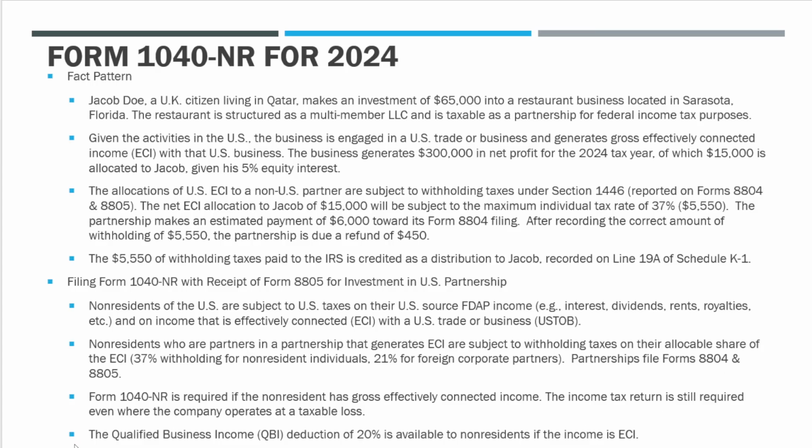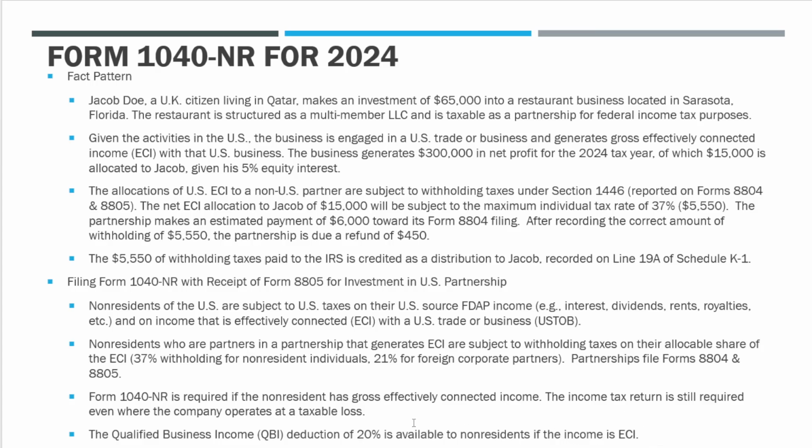And then lastly here, the QBI deduction. So qualified business income deduction under 199A is a 20% deduction available on pass-through income. Now, most of the time, you see this very often with U.S. taxpayers. They take this QBI deduction on their 1040. But if you're a non-resident and you're filing a 1040-NR, you'll still get this deduction so long as the income is effectively connected income. And in our case, it is.